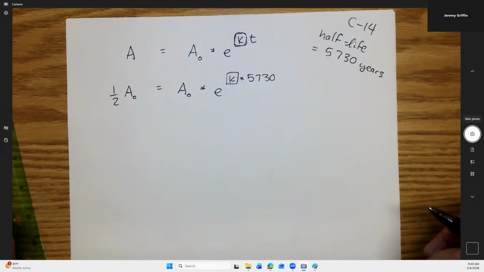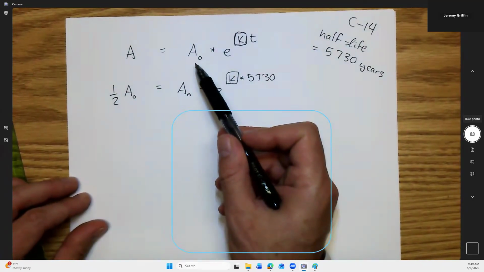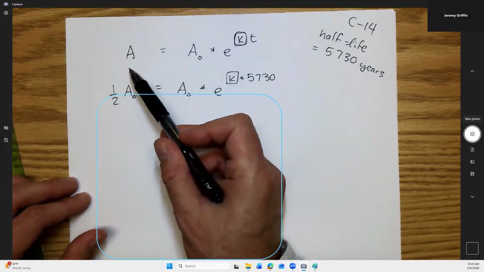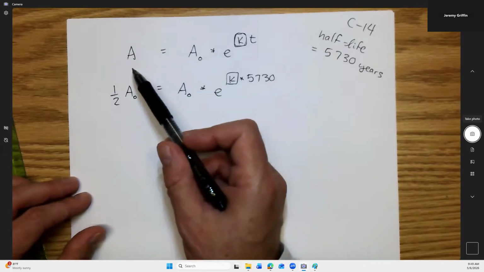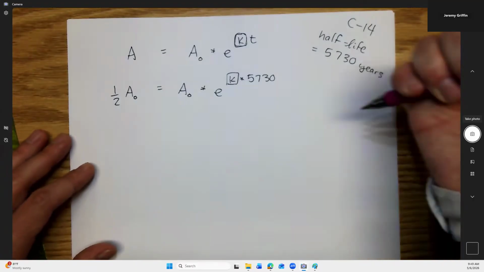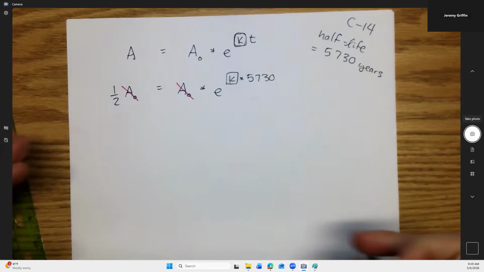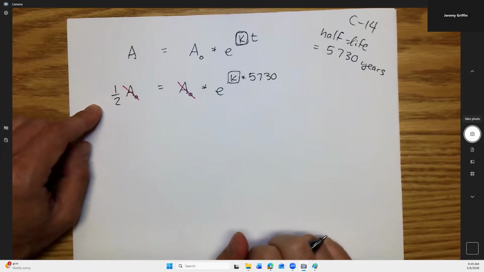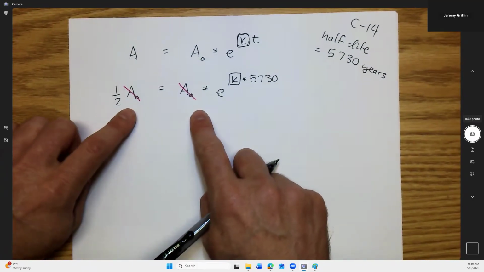Now, if it helps, you could make up a number for A naught. Like, guys, if I made A naught 100, I'm going to end up with 50 because 50 is half of 100. If I started with 32, I'll end up with 16 because 16 is half of 32. But at the end of the day, it doesn't matter what you make up for A naught because you always end up with half of that. So it's really the proportion that matters. You see it? If A was 100, then half of 100 is 50.